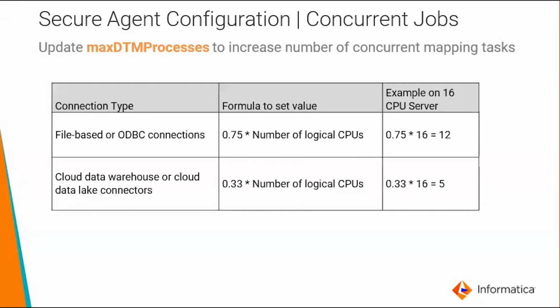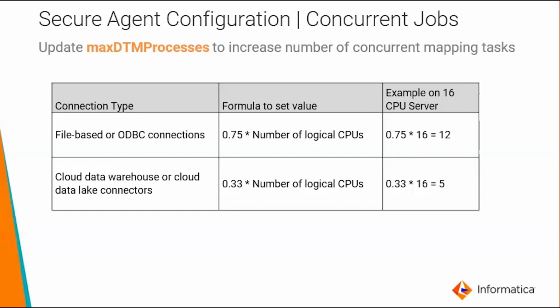So to fully leverage the CPU capacity of the secure agent server to achieve a higher degree of concurrency, you'll configure the secure agent data integration server, max DTM processes, custom property to the number of parallel tasks. The DTM performs session validation. It creates threads to initialize the session that do the reading, writing, and transformation of the data, and it handles pre and post session operations too.